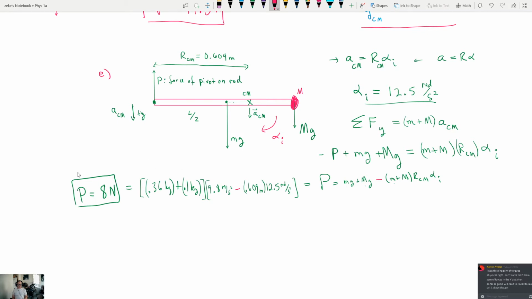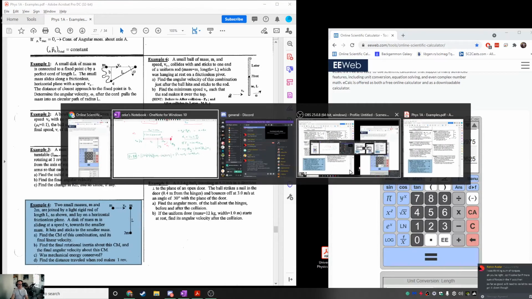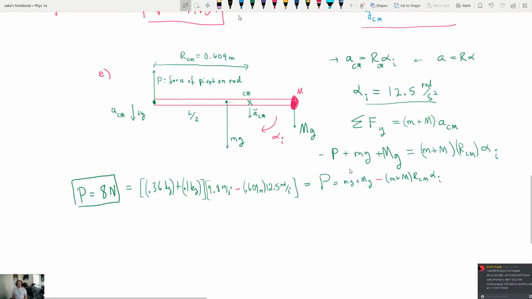I thought this number was too big, because I think the answer is supposed to be like 1. So if I go back to here and I do this same equation again, and I put a minus sign right here, yeah, 1. That's what I thought the answer was. Okay. Sorry about that. 1 Newton is the answer here.